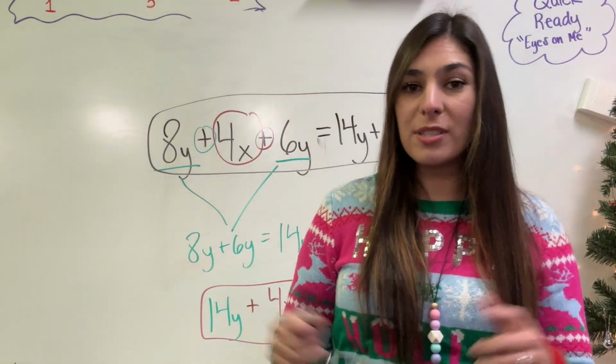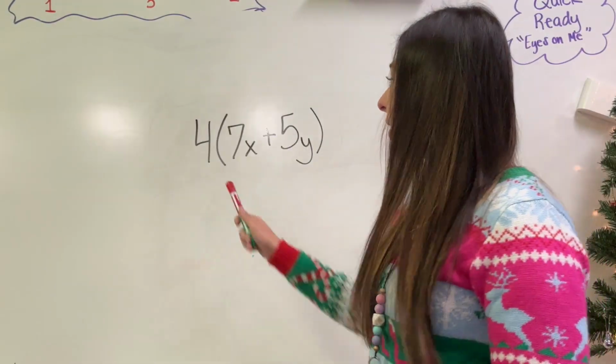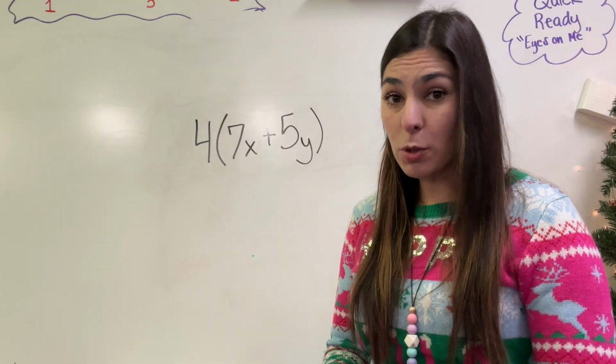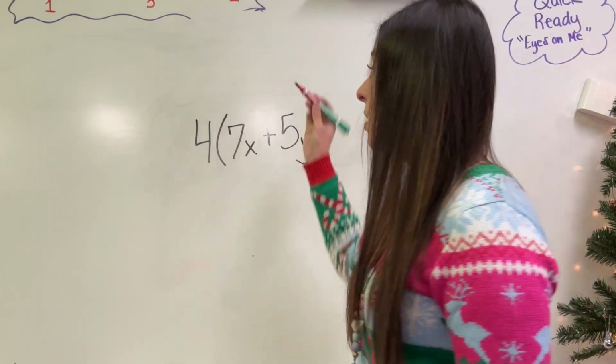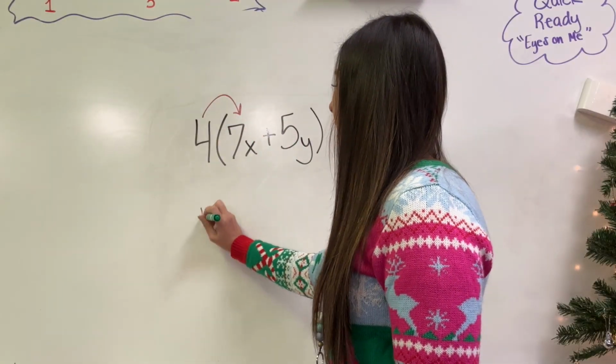Now you might see expressions that look like a distributive property. Let me show you how to solve this. So for this equation, we have 4 times 7x plus 5y. I'm just going to do the distributive property in order to share the love and connect them. So share the love and prove it.